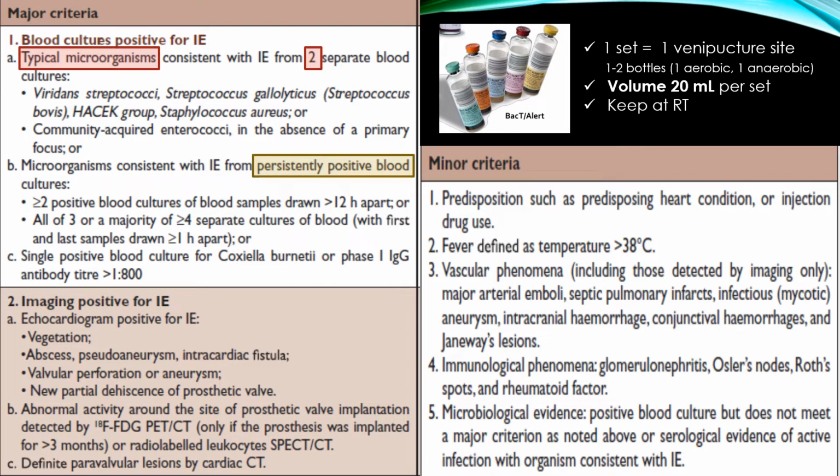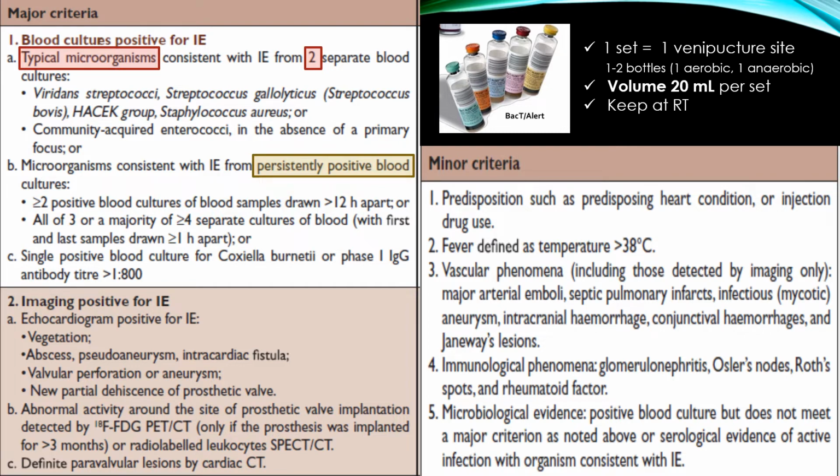Other than most positive blood culture from the bottle, another way is to use the persistently positive blood culture. That means when you yield an organism in blood culture and in the next 12 hours you can collect again and grow the same organism. We call this a persistent bacteremia. This can be used to fulfill criteria 1B.